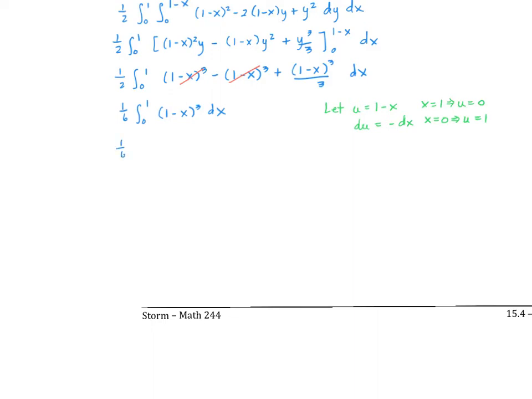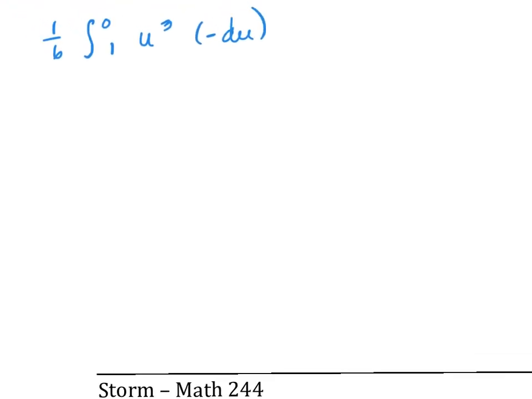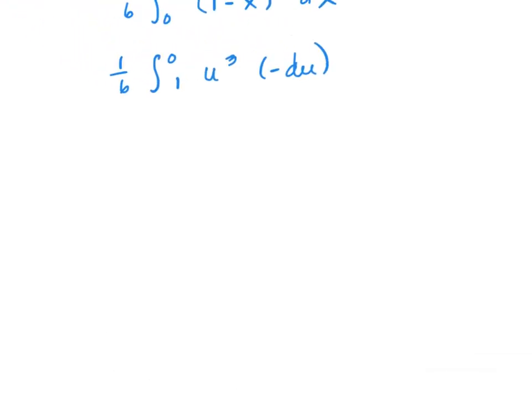This becomes 1/6, 0 to 1, u to the third times negative du. So I can bring that negative out into the front, but also notice my new limits of integration go from small to large, from 0 to 1. So I could also decide to change my limits of integration by switching. That would become a negative and the negatives would cancel.